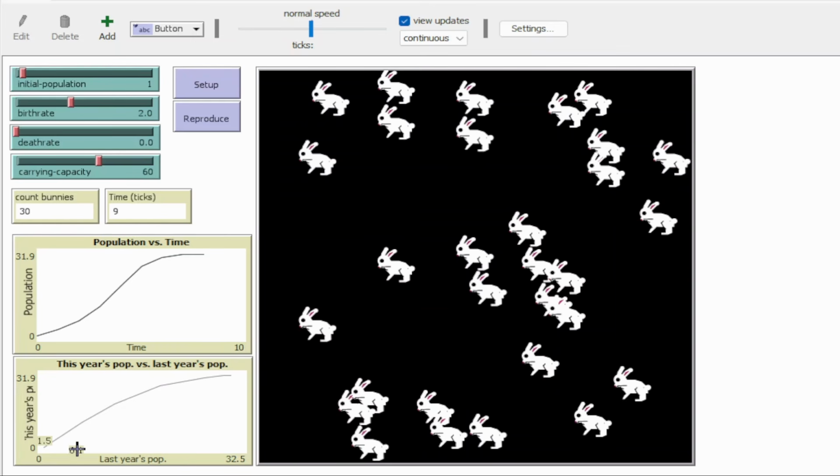This is a sublinear kind of function, which shows that in the initial stages, for 1 unit change in the last year population, we see almost 1 unit change in this year population. But towards the end, for 1 unit increase in the last year population, this year population increases less than 1 unit. So that's how this model works. This is a nonlinear model, unlike the previous one.